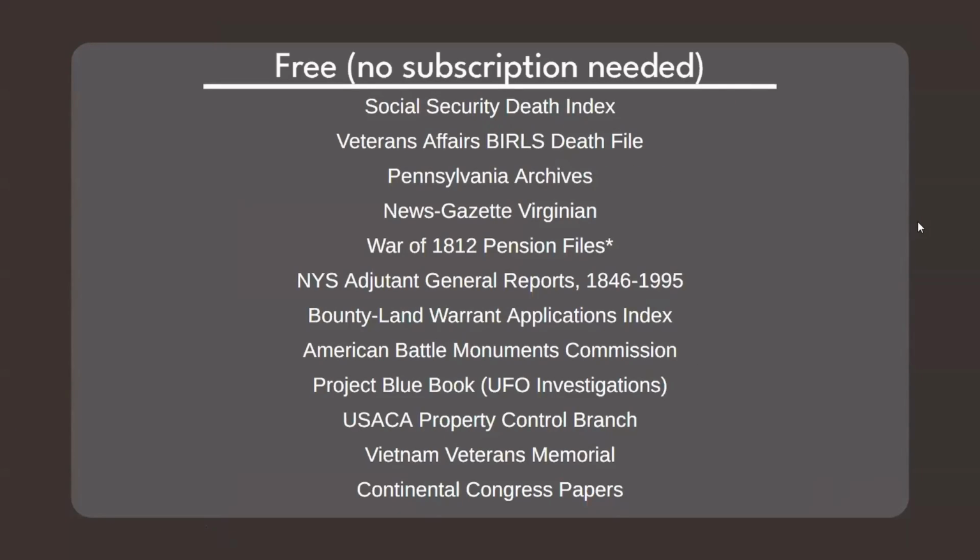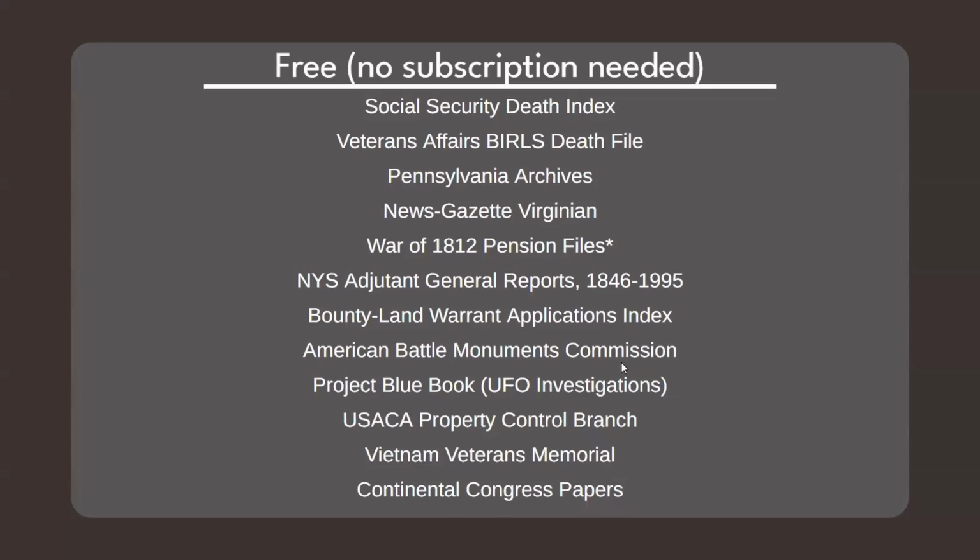So let's talk about some of the free things that you don't need a subscription to, right? A lot of these things you can get access to through Ancestry if you already subscribe there. But Social Security Death Index, VA Burial Stuff File, Pennsylvania Archives, News Gazette Virginian, War of 1812 pension files. I have an asterisk here because it is not complete, which we'll talk a little bit about later on. And all this other stuff. My favorite is really the Project Blue Book, the UFO investigations. I just feel like it's so random, and it's not a small amount of records. It's a decent amount of records. I just find it absolutely fascinating.